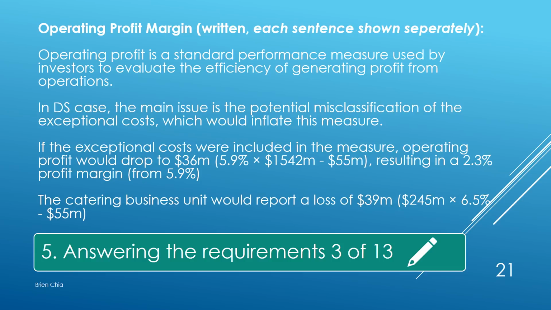So these are the details which, if you don't have time, you probably don't have time to write out or calculate. But if you do, it's good to show the examiner that you know what you're talking about. You can analyze the data given in the question prompt. I'm going to give you another one. The catering business would now report a loss. Very important to highlight that, a loss of 39 million. So a profit has become a loss, and that is quite material.